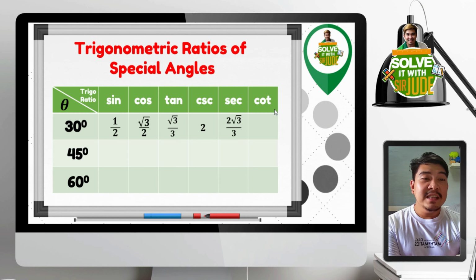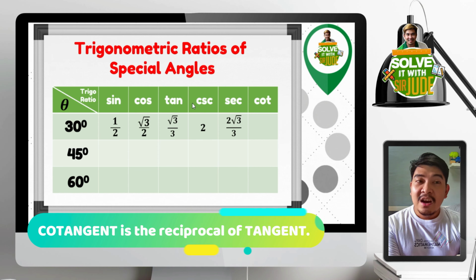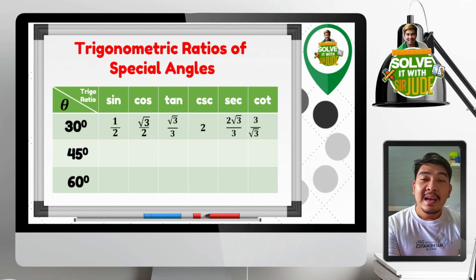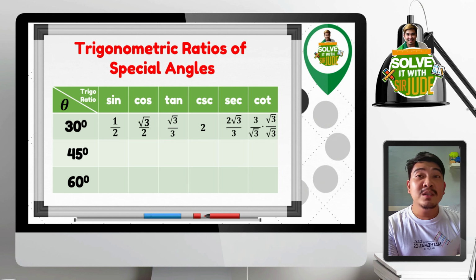How about for cotangent? For cotangent, we know that it is the reciprocal of tangent. Okay, cotangent 30 degrees is just the reciprocal of tangent 30 degrees. So this is square root of 3 over 3. We need to get the reciprocal, so that will just be 3 over square root of 3. Again, we need to rationalize by multiplying both numerator and denominator by square root of 3. And if we are going to simplify this one, this will result to square root of 3.